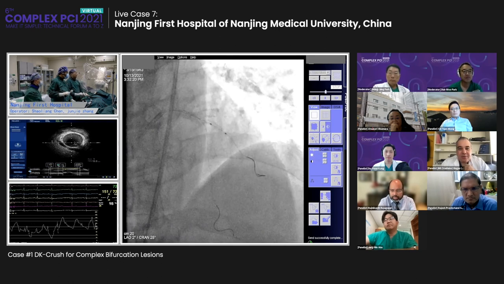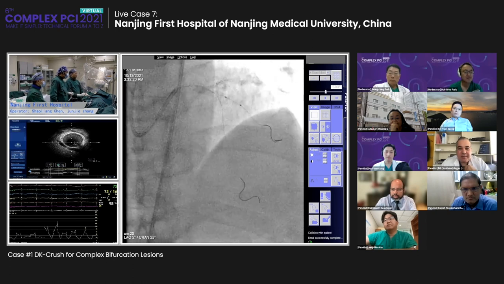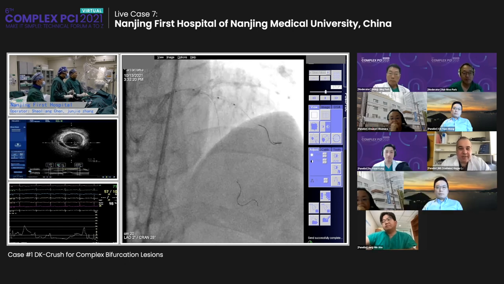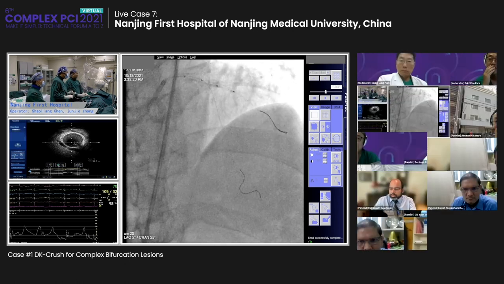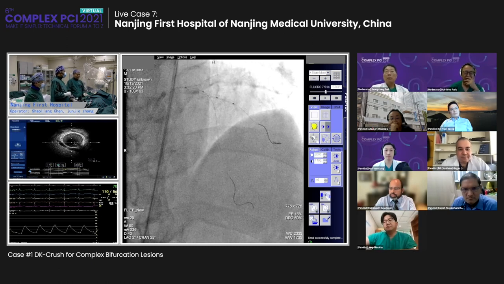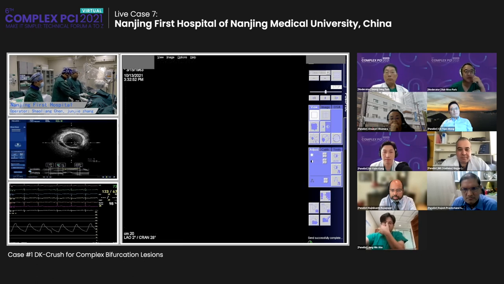My second question, Professor Chen, is about the femoral access. I remember you using the radial very frequently also. How did you choose the femoral access? More than 85% of my procedures are from the radial approach. For this patient, his radial artery has been used three times already, so I think the radial artery will not be good. Thank you. Great.